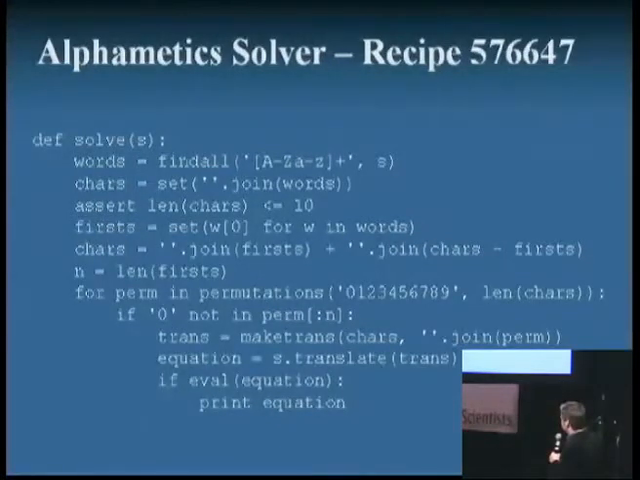Easy enough. We make a translation table using string.maketrans. Apply the translation using the translate built-in, which gives us an equation with the digits dropped in. How do you tell if the equation is true? Run it through eval. If eval returns true, then we have a solution.